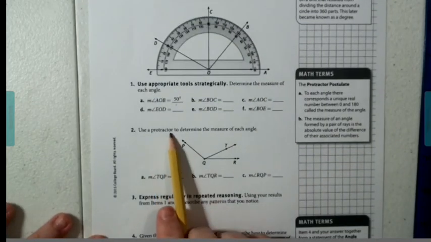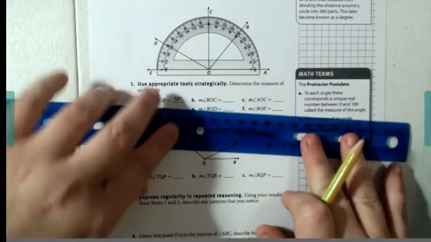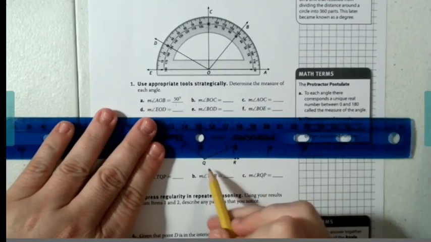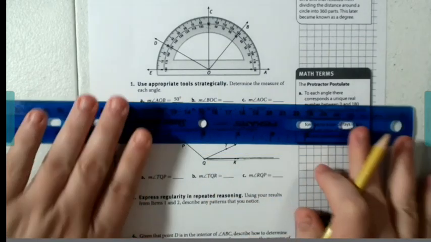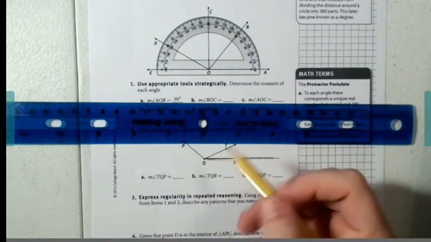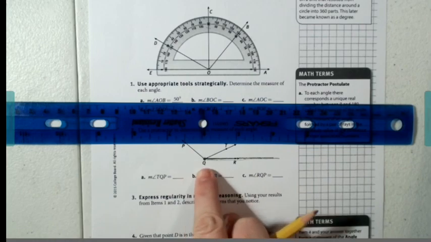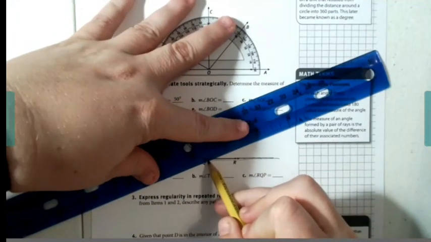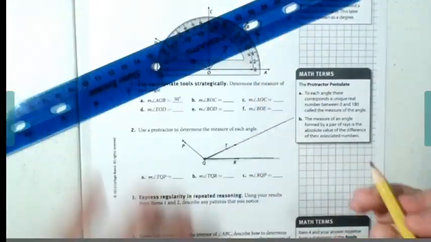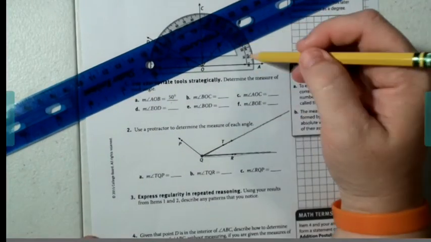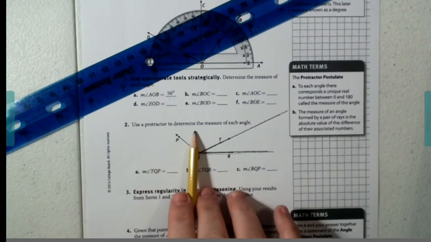Number 2 says, use a protractor to determine the measure of each angle. The way I would do these is I usually extend my lines out. So that whenever you put your protractor on there, you're going to line the little circle up right here at your vertex. And like I said, extend your lines out. It's going to be easier for you to see where the line goes or where it falls on your protractor.